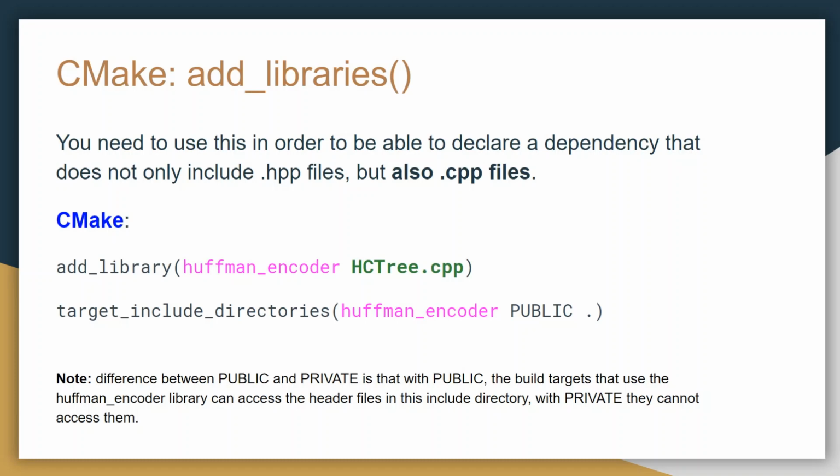Adding libraries. So we need to do this in order to be able to declare a dependency that does not only include HPP files, but CPP. So here's an example of adding the Huffman encoder, the HC tree. And you should note that the difference between public and private is that with public, the build targets that use the Huffman encoder library can access the header files in this include directory, but with private, they cannot access them.